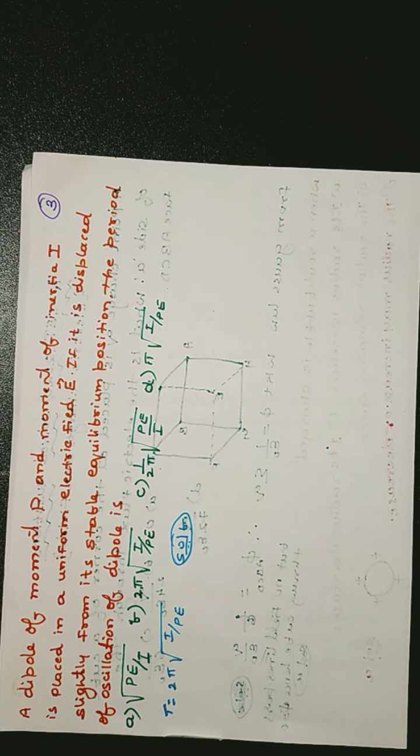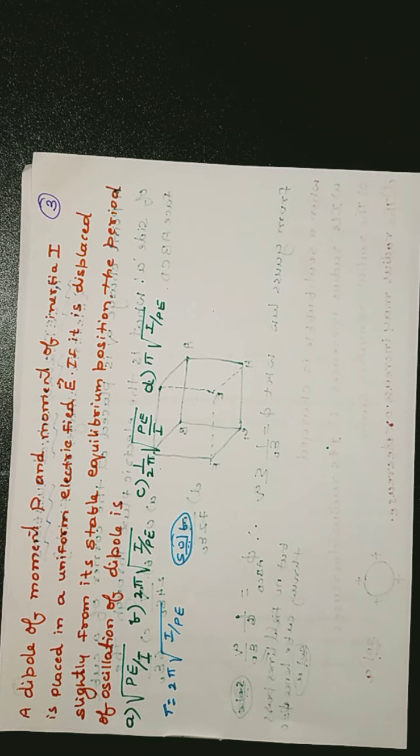So when you place a dipole in a uniform electric field, you know that it experiences a torque. When it is being displaced slightly by applying some external force, it starts oscillating because two forces will be acting on it. One is the applied external force and the force due to the electric field. So the dipole starts oscillating. Now the question is, with the given data, calculate the period of oscillation.